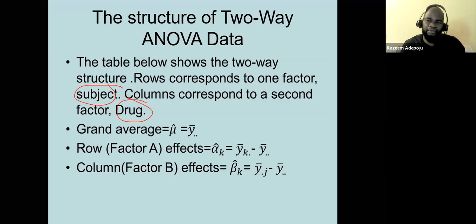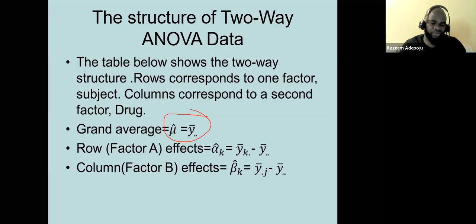Right here we are looking at the effect of drug on patient, and we are also seeing subjects themselves as a potential factor. In that situation, we have the general average, the grand average, which is y bar dot dot. The two dots: one represents the row and the other represents the column, because we have two factors, one in the row and the other in the column.